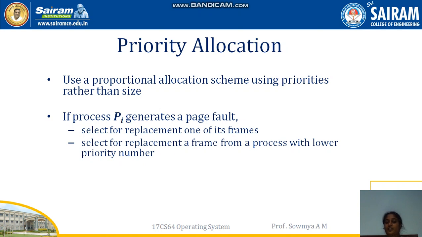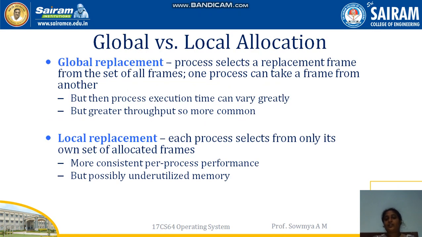If a process has lower priority and your Pi has higher priority, and you are not getting any victim page in its own frames, then you can go for a frame which is holding a lower priority process. This is priority allocation. Next one is global versus local allocation.